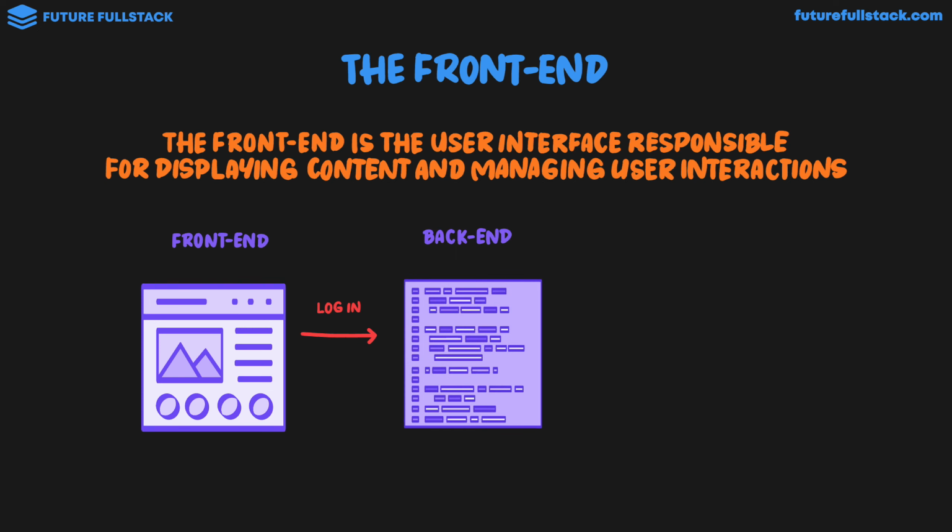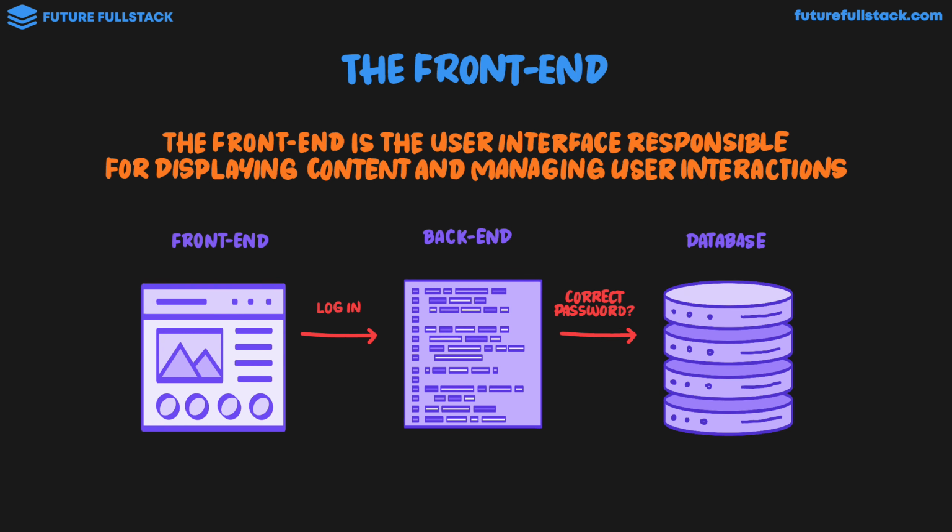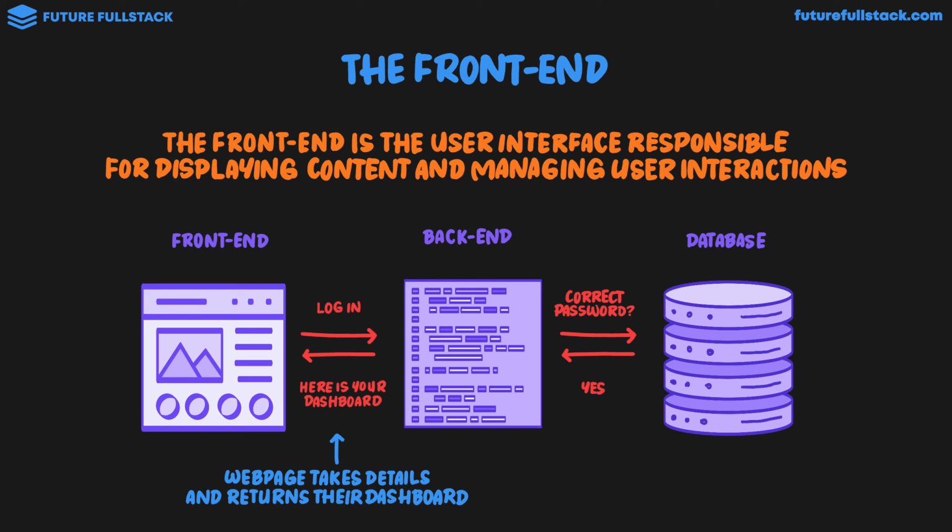The backend will then need to work out if we can log this user in, like asking the question, is this the correct password? And it will need to check the database for these details. The database will send back the password, and the backend will approve the request or deny it if the password is incorrect. The backend will then send the user their dashboard. The interaction between the front end and backend is that the web page takes details and returns their dashboard. And the interaction between the backend and database is the backend checks details in the database and approves or denies.